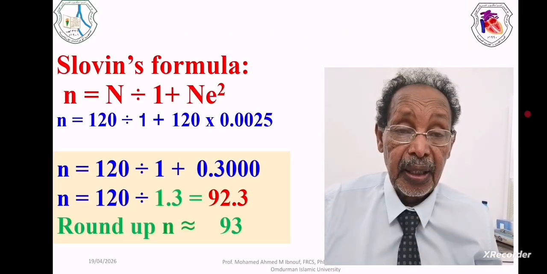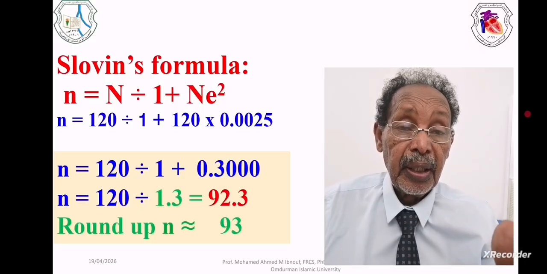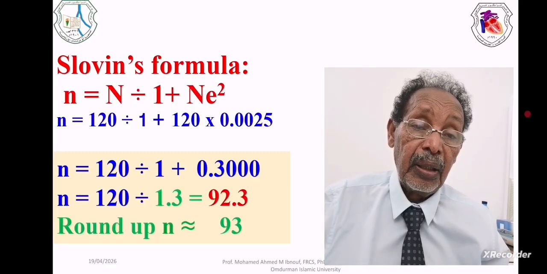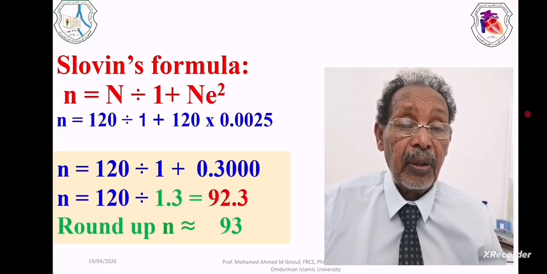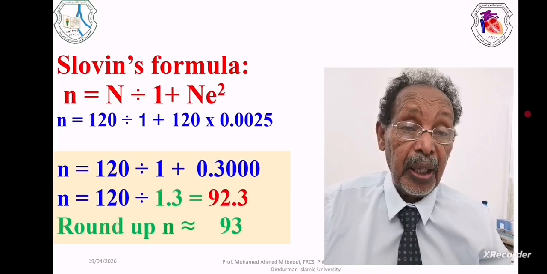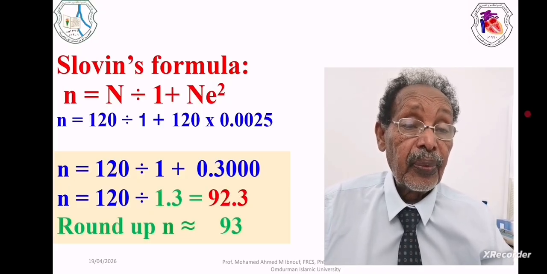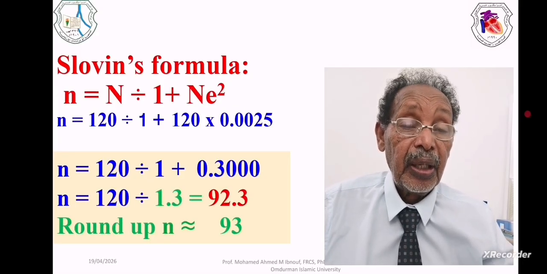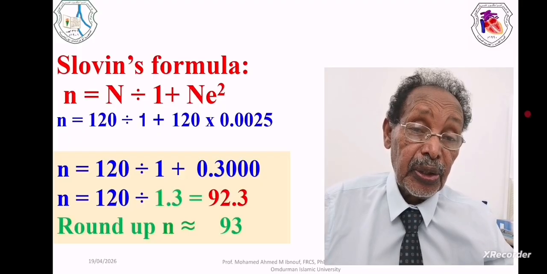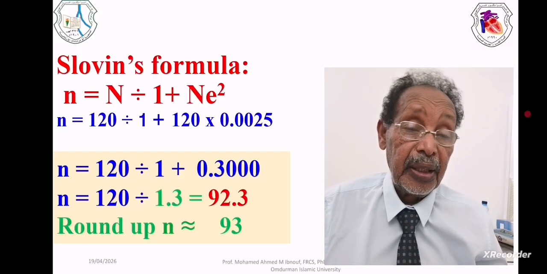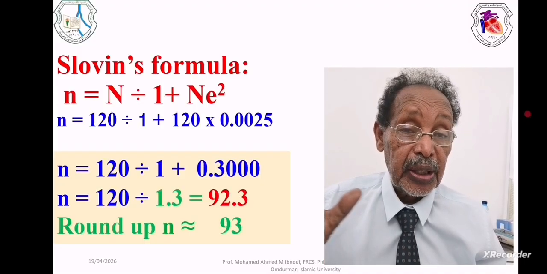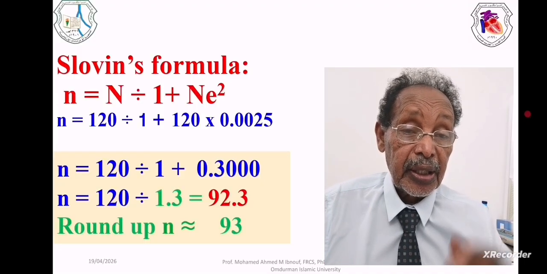This is the same data. We calculated the same thing. When we multiplied 5% square, which is 0.05 multiplied by 0.05, which is equivalent to 0.0025, we multiplied by the capital N, the total population, which is the total number of cholecystectomies in 6 months, 120. The result will be 0.3.